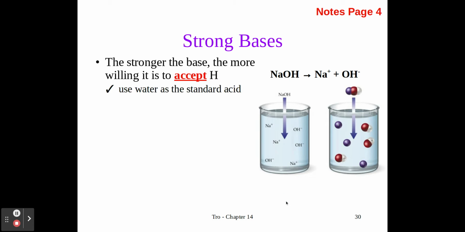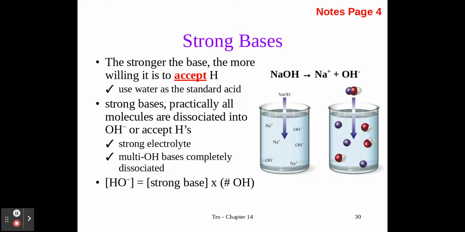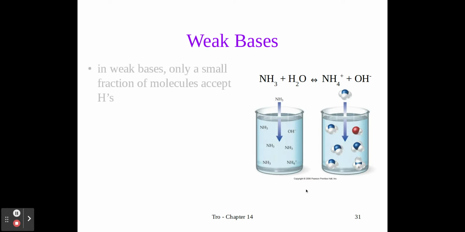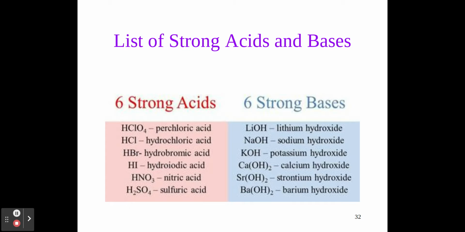Same thing with bases. Bases are going to accept hydrogens. Okay, strong bases, practically all molecules will break apart, and therefore you are going to get all those OH minuses floating around. Now, weak bases only partially break apart. We call those a weak electrolyte. Most of them will not take the H from water, and much less than 1% again are going to ionize.